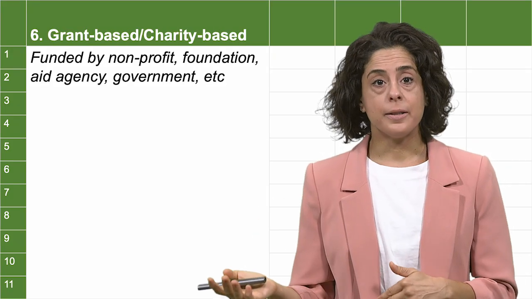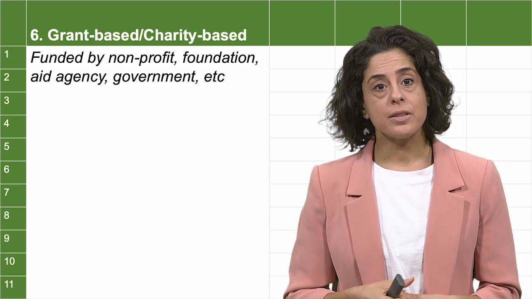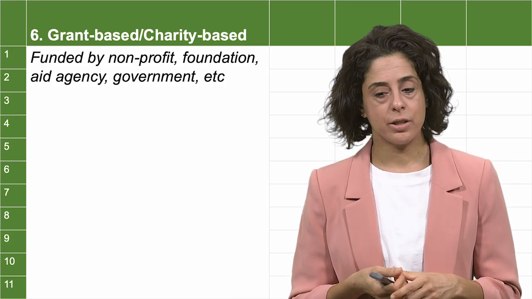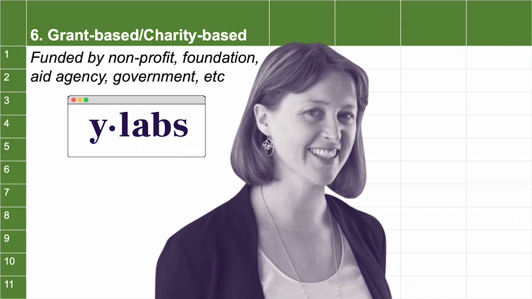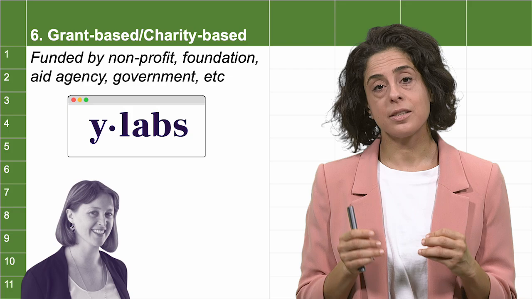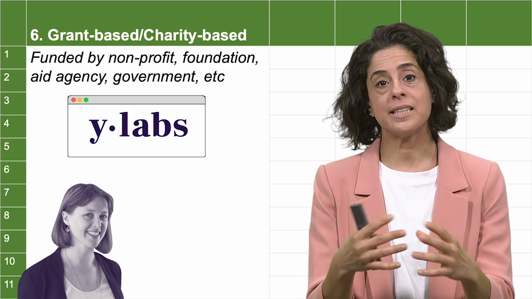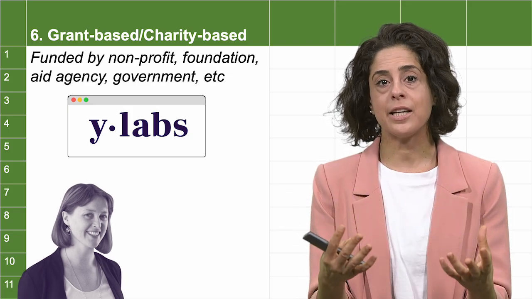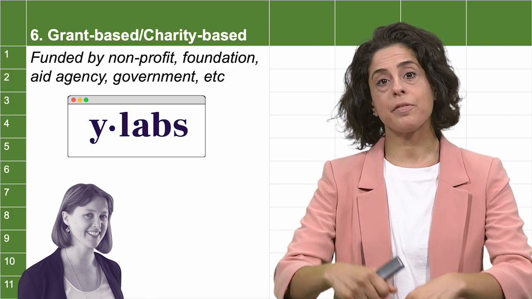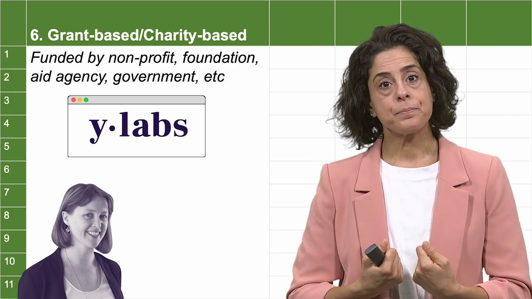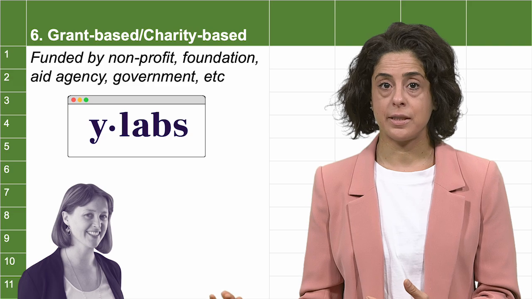So moving on, the next revenue model I want to talk about is grant-based or charity-based. An example is Rebecca Hope, my former student who founded Y Labs, an organization that offers design thinking services with youth around the world. Her customer is the nonprofit organizations, foundations, and aid agencies and governments that serve youth. And so they provide Y Labs with grants in order to deliver their services.